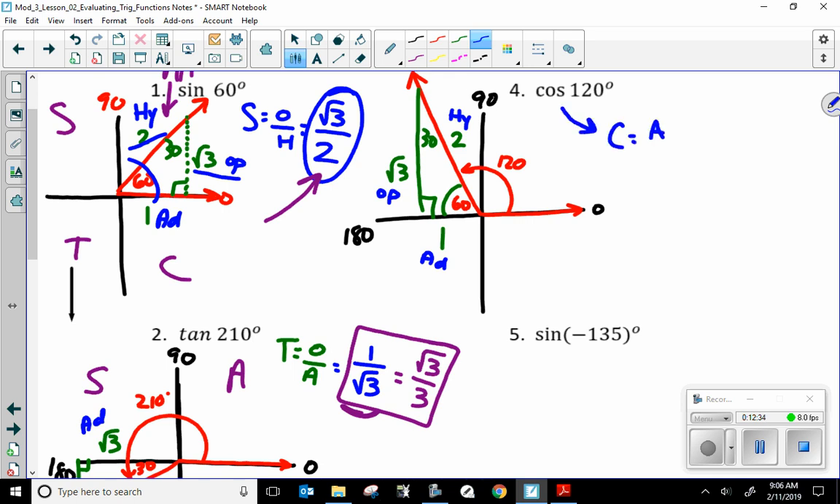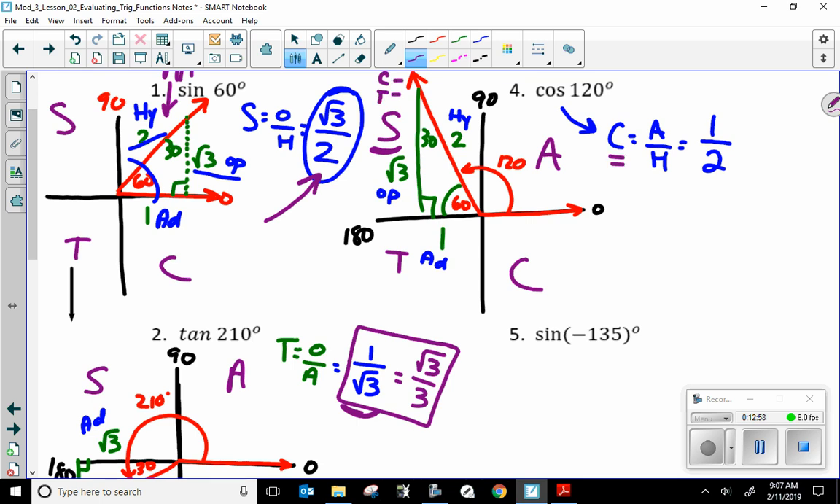Cosine is adjacent over hypotenuse. Okay? So it is adjacent, which is 1, over hypotenuse, which is 2. The last thing I need to do is check to see if it's positive or negative. Oh, All Students Take Calculus. In quadrant 2, only sine is positive. Cosine and tangent are both negative.